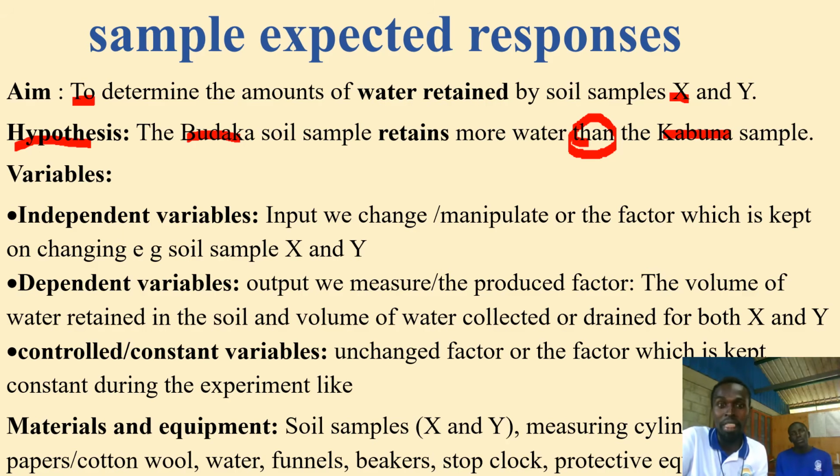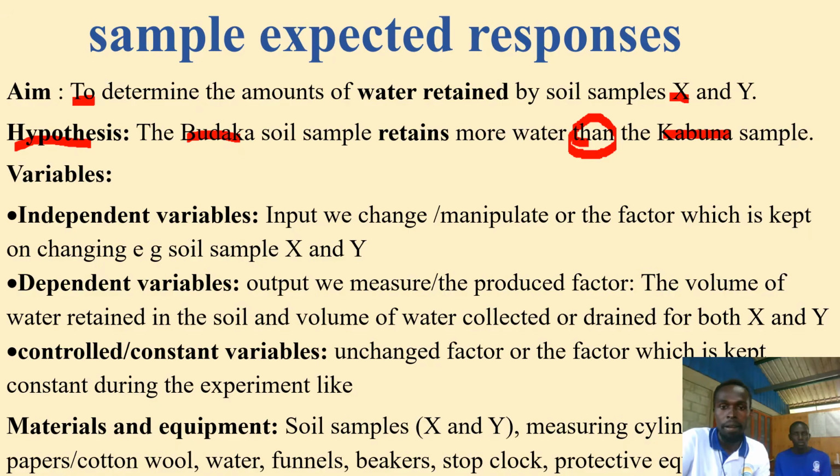You're very right. But then the whole story, or the excellent one, would be: Budaka soil sample retains more water, meanwhile, or while, Kabuna soil sample drains water. Are you seeing how one is negative, one is positive? Or you can interswitch, start with Kabuna and relate it to the mastery of the subject. If this one is retaining, the other one should be what? Draining. One is positive and the other one is negative.